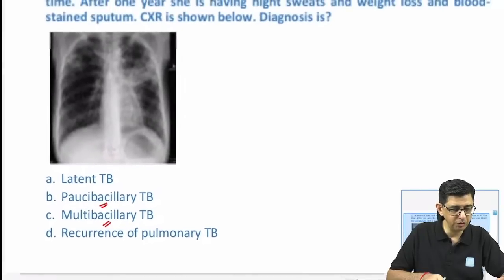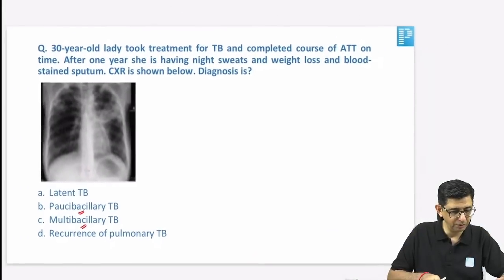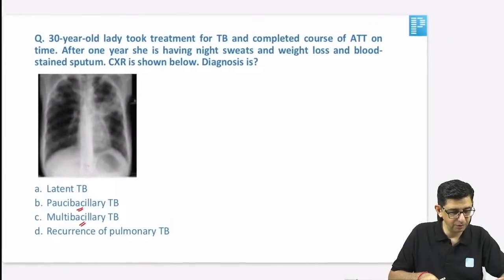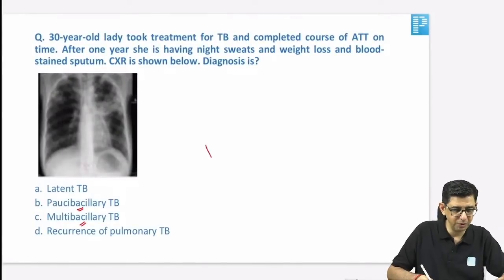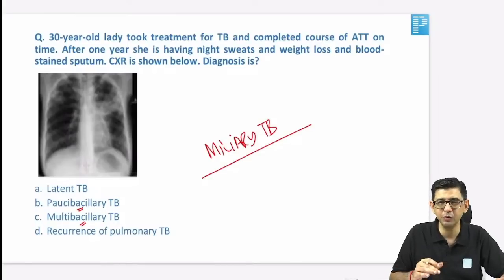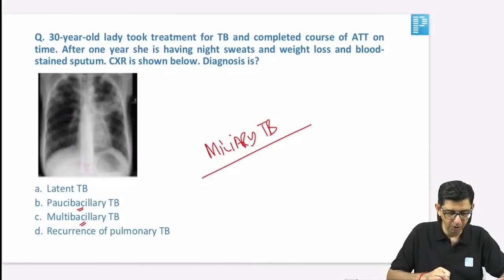Okay, options were not so complicated. ठीक है, got it. So फिर एक simple सा question था, that was on miliary tuberculosis. That I got it. I mean, this is not bilateral infiltrates, वो seed वाला appearance था, so that would make it miliary tuberculosis. Got it.